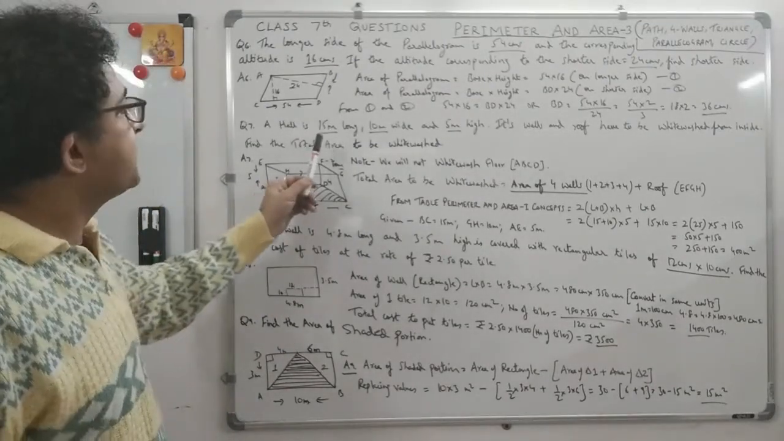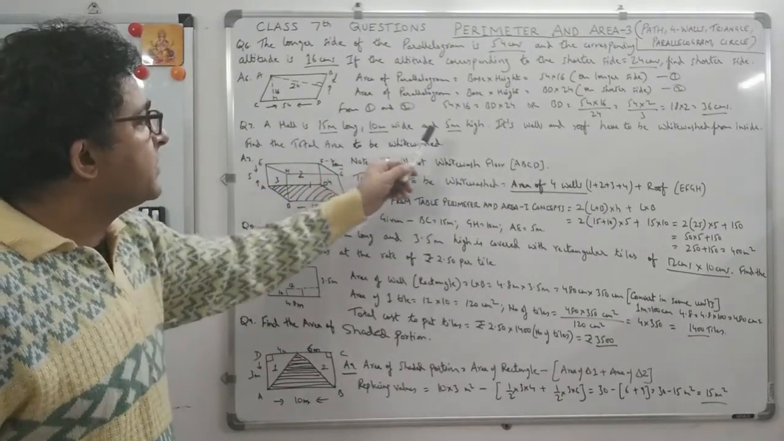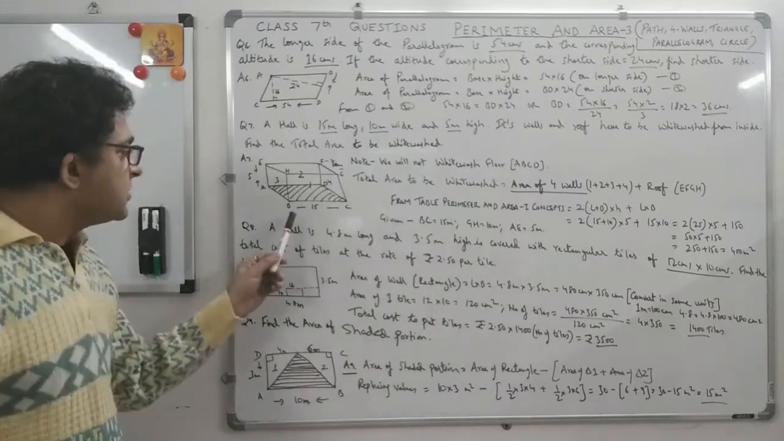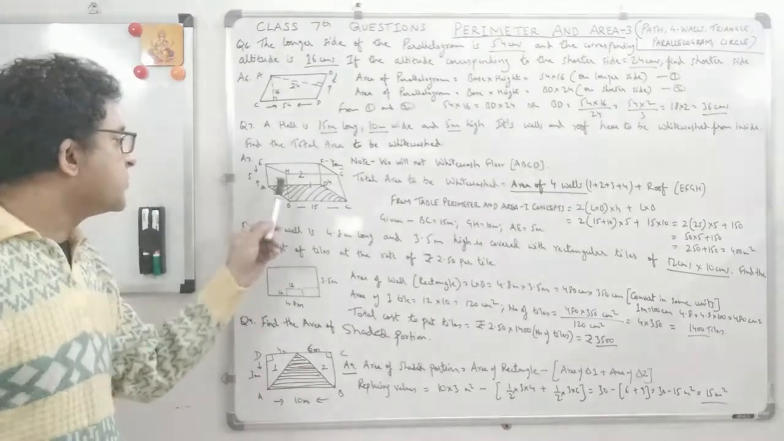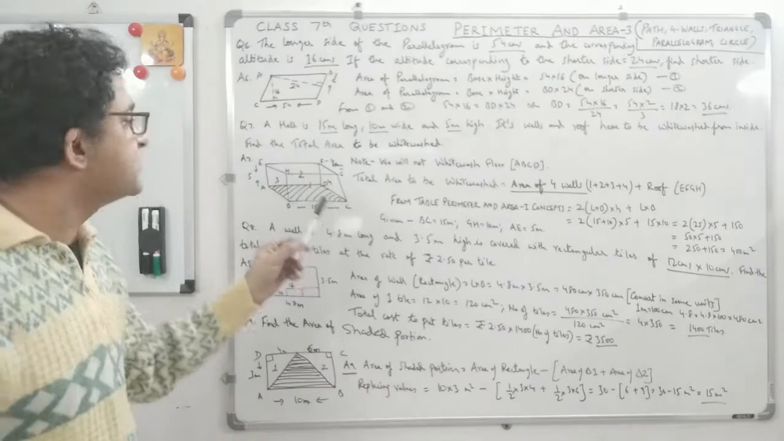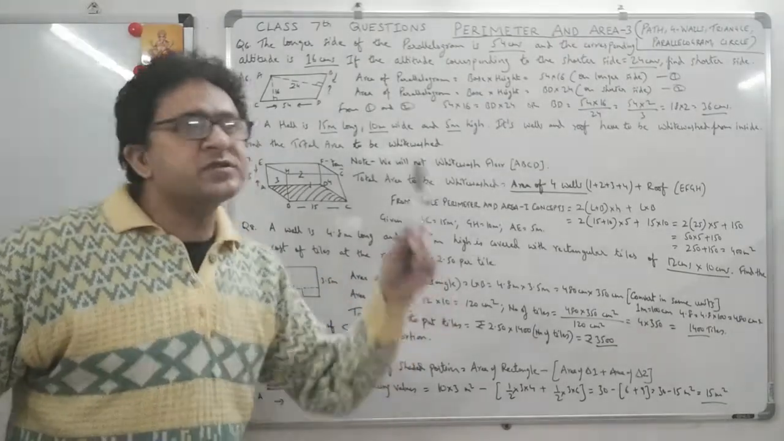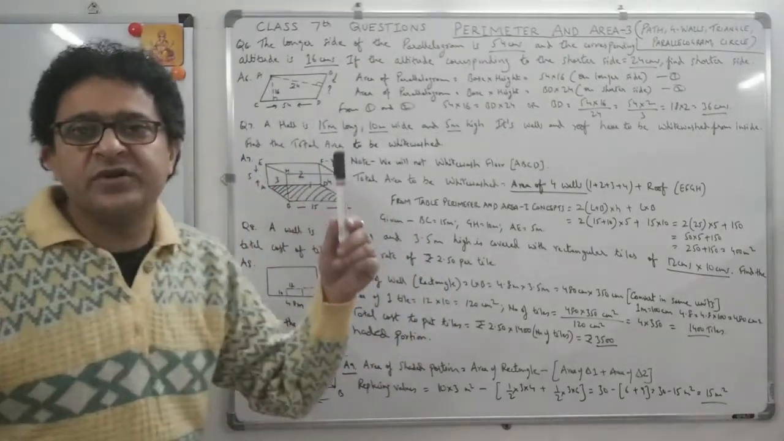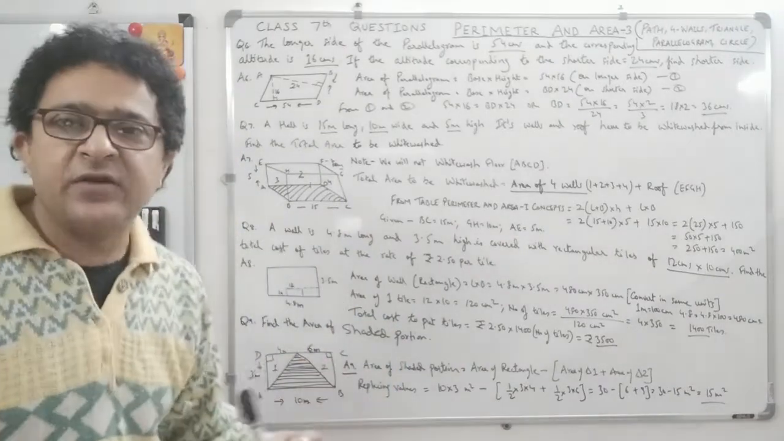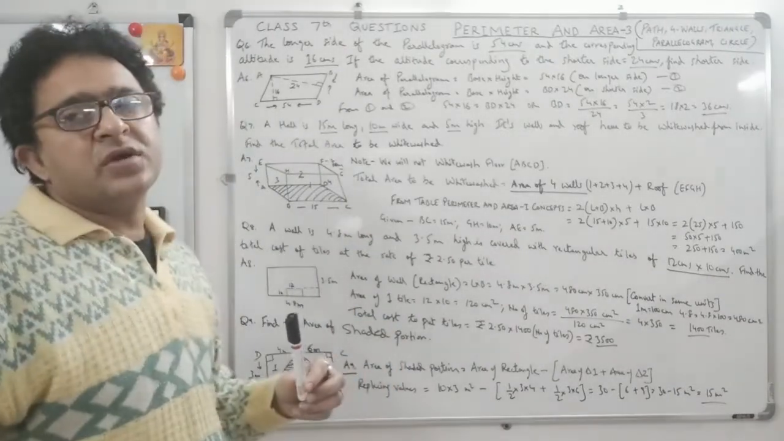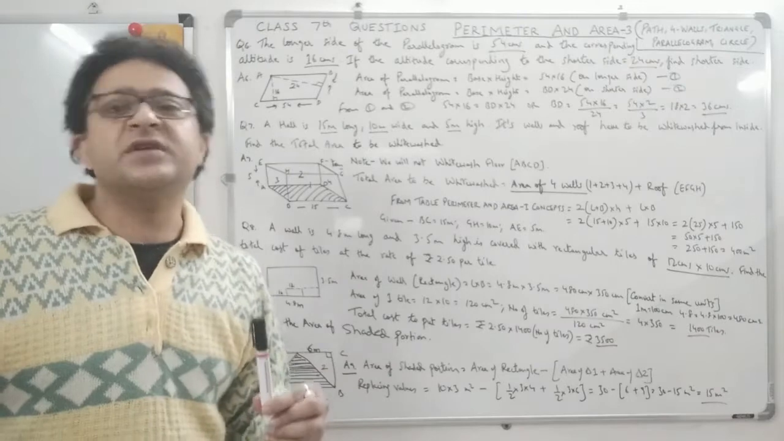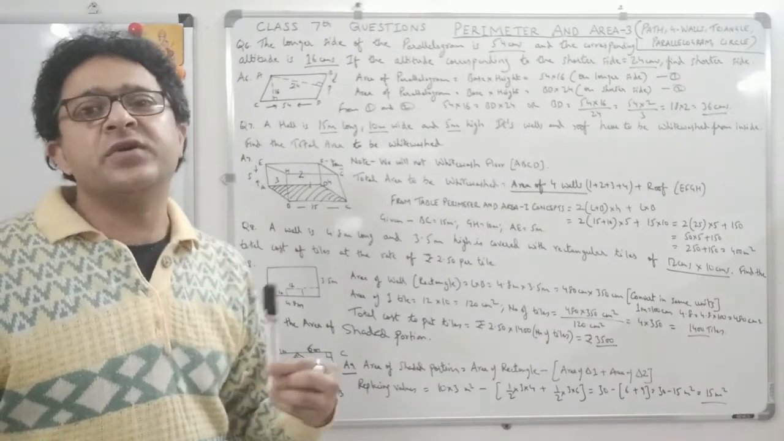A hall is 15 meter long, 10 meter wide, and 5 meter high. So this is the diagram. You see, this is the hall. It has got 4 walls. It's got a floor and it's got a ceiling or a roof. Ceiling and roof are the same. So any room will have 4 walls, a floor, and a ceiling or a roof.